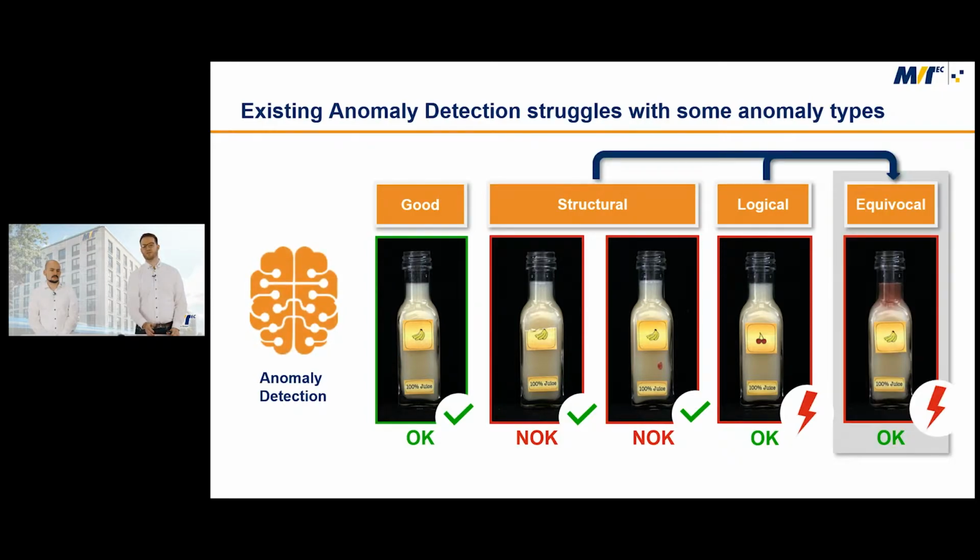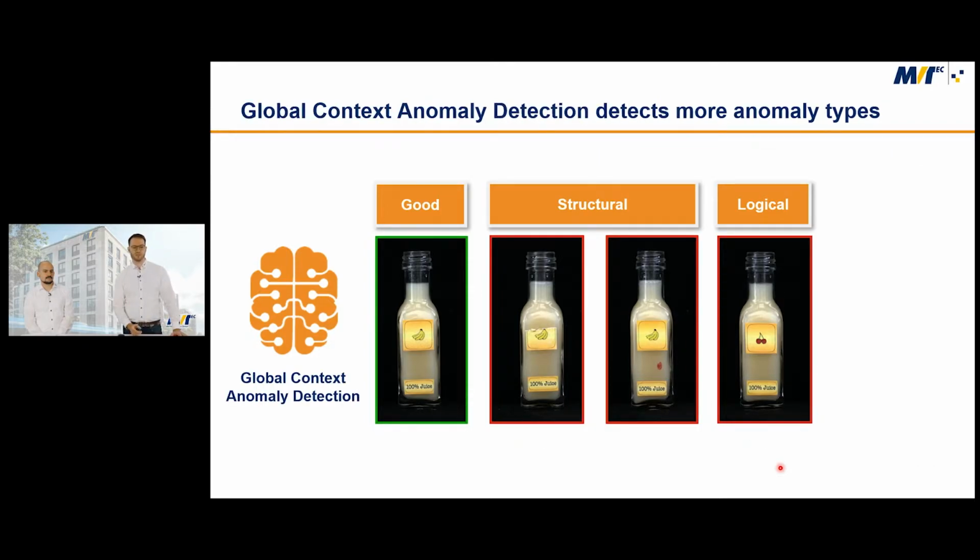And then we have a combination of a logical and structural anomaly, something which we dubbed equivocal anomaly. So something where we have a structural anomaly, there's not two types of juice in a bottle, but also kind of logical, because it shouldn't be the red juice in the bottle. So it's a little bit of a combination. This would also be dubbed as OK by the old anomaly detection.